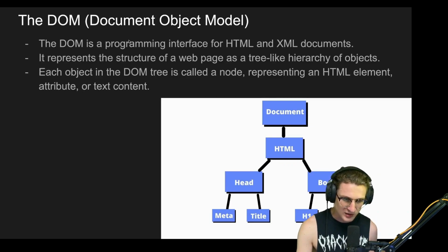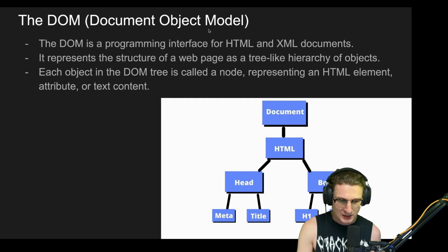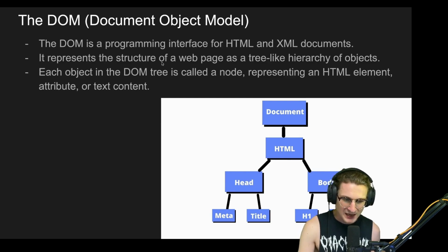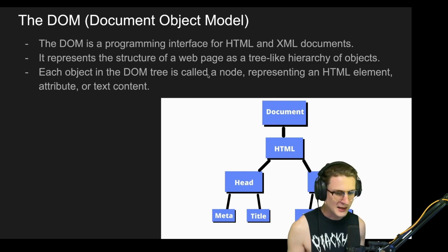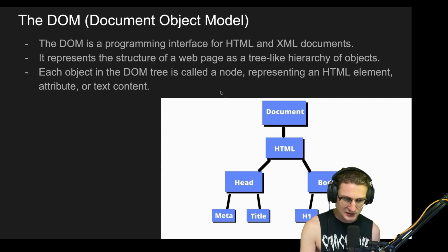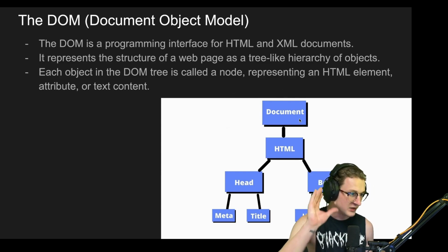This is the DOM, the Document Object Model. The DOM is a programming interface for HTML and XML documents. It represents the structure of a web page as a tree-like hierarchy of objects, and each object in the DOM tree is called a node, representing an HTML element, attribute, or text content. Right, so the DOM is just this representation of our UI that's standardized, and it starts at the highest possible level of the document.